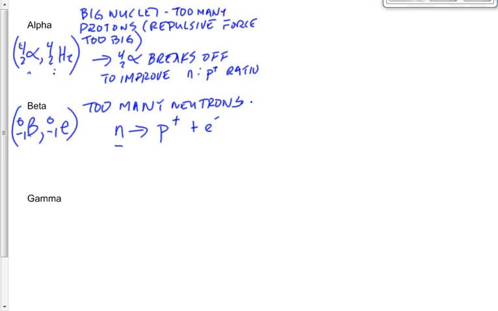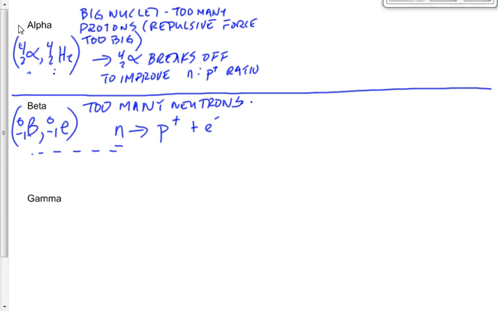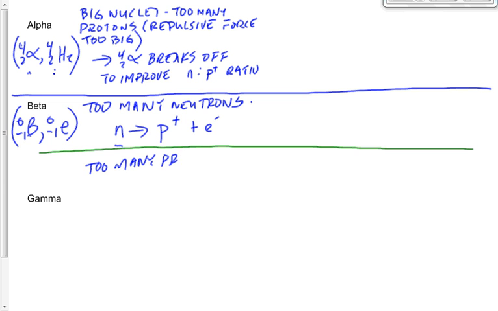Now, there's actually another kind of beta decay as well. A subcategory. Here, let's do this in a different color. A couple subcategories of beta decay. Sometimes you got too many protons. And sometimes the solution to too many protons is to break off an alpha particle, but sometimes the solution to too many protons is to do this little trick that we just did.